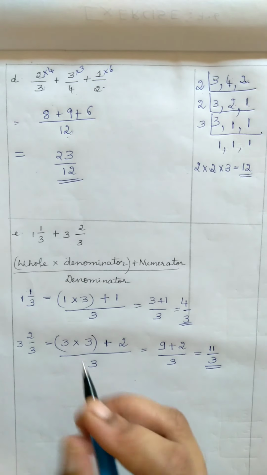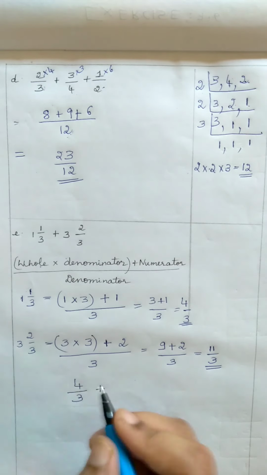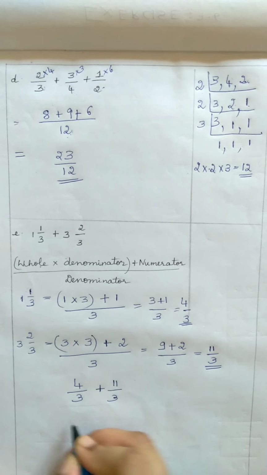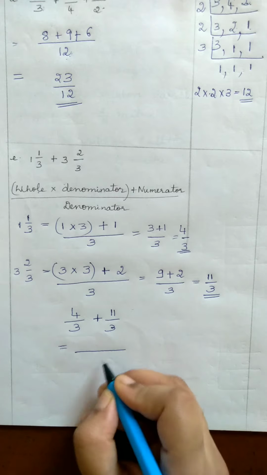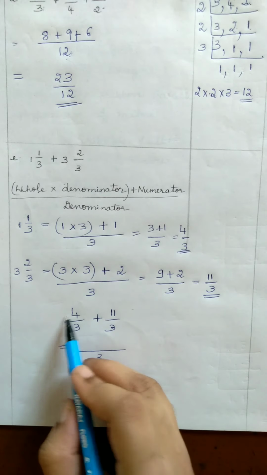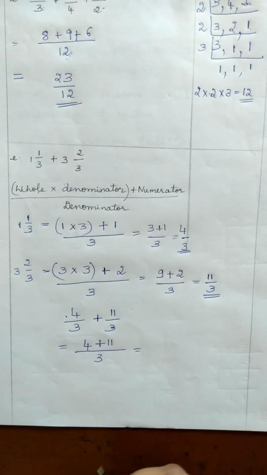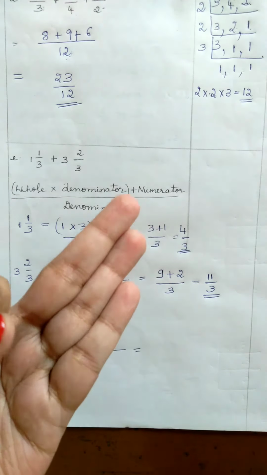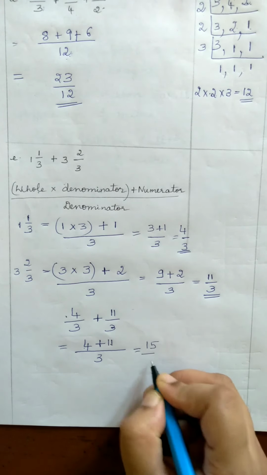Now, we got 4 by 3 plus, in place of 3 2 by 3, we got 11 by 3. In this, we got denominators as common. Take 3. Then add the numerators. We have 4 plus 11. That will be equal to 11 plus 4. 11, 12, 13, 14, 15. So we have 15 by 3.